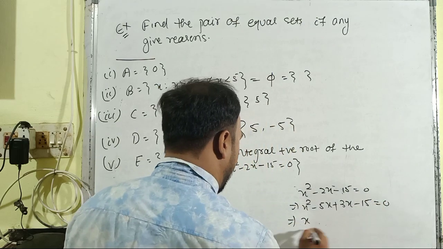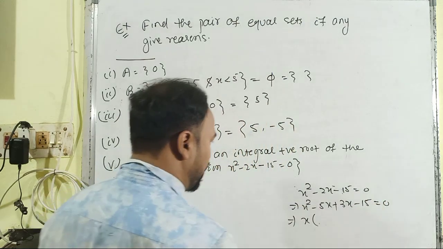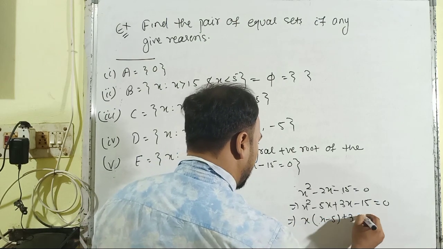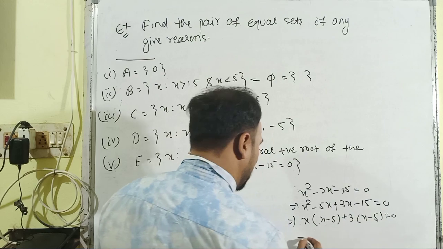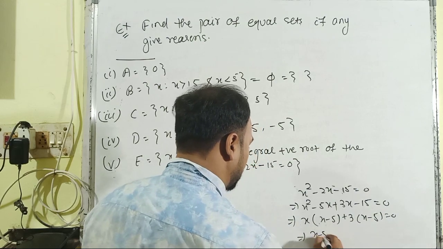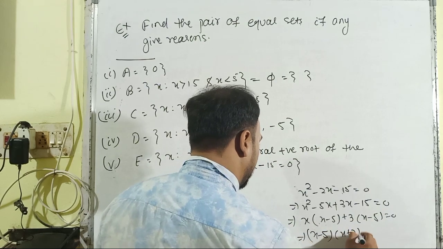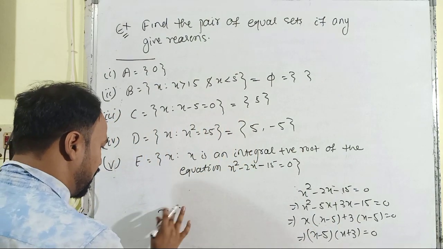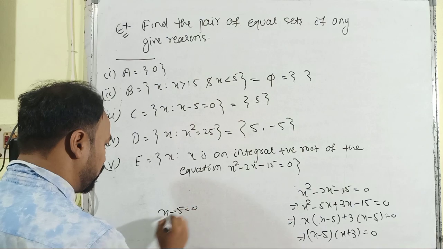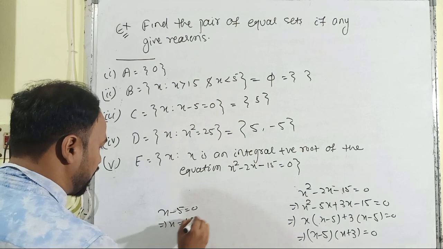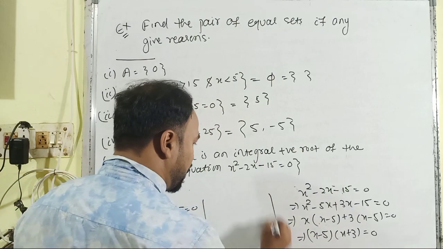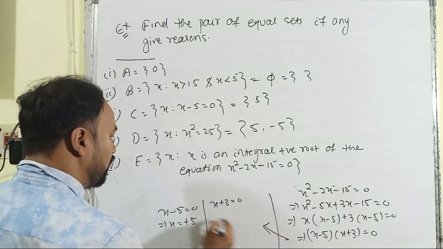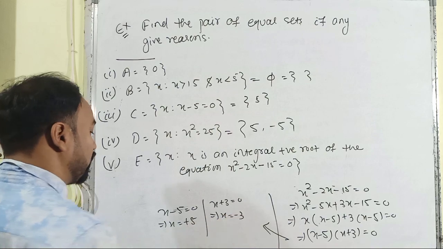Then taking x common from the first two terms, it is x minus 5. Then taking 3 common here, it is x minus 5 is equal to 0. That means the two factors are x minus 5 and x plus 3. And solving these factors, if x minus 5 is equal to 0, then the answer will be x is equal to plus 5. If we consider x plus 3 is equal to 0, then we get x is equal to minus 3.